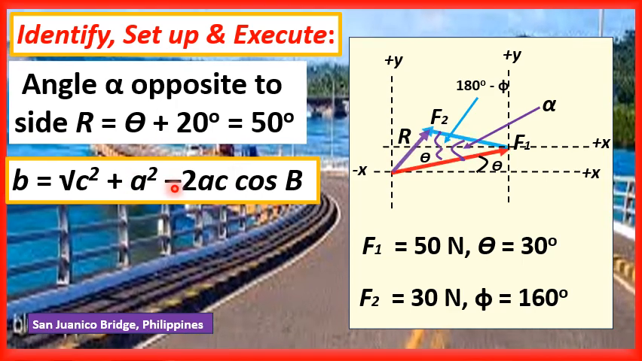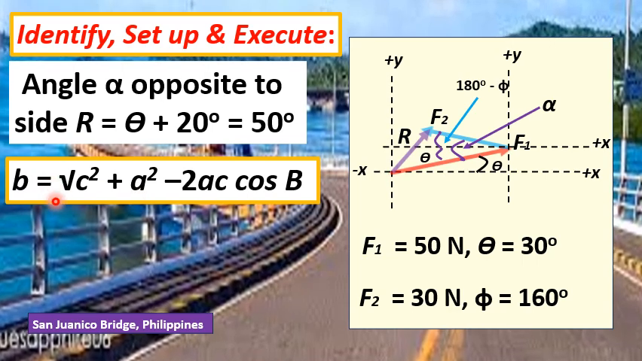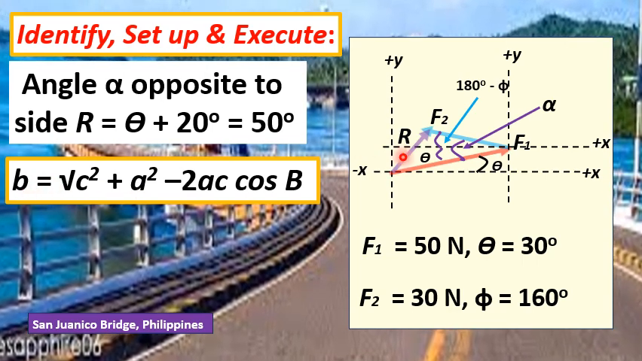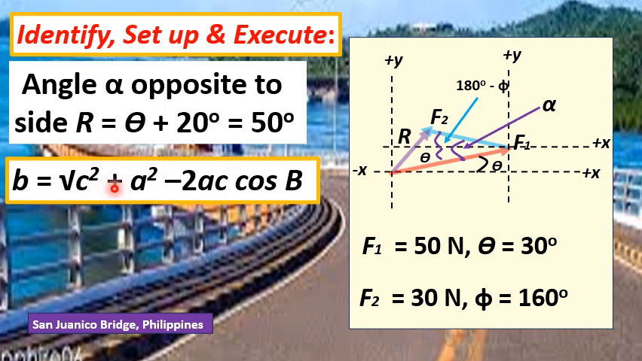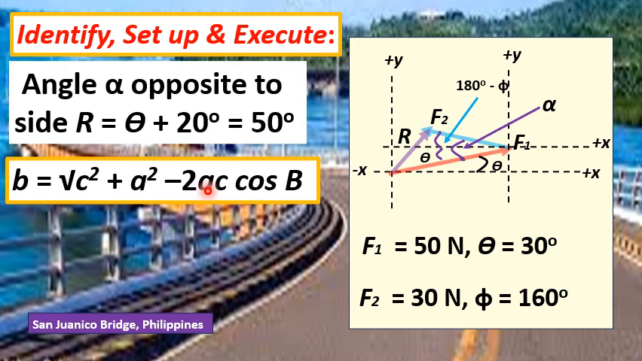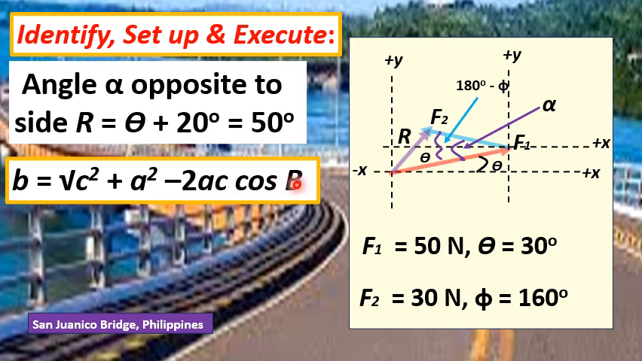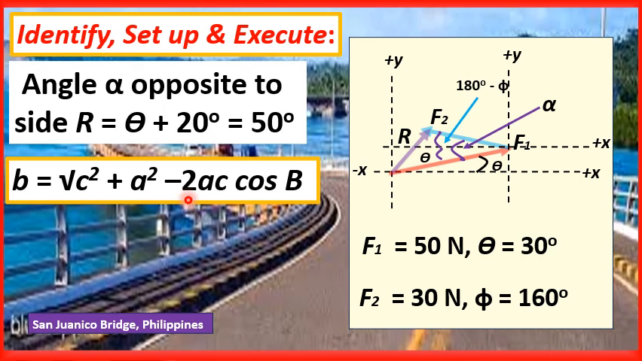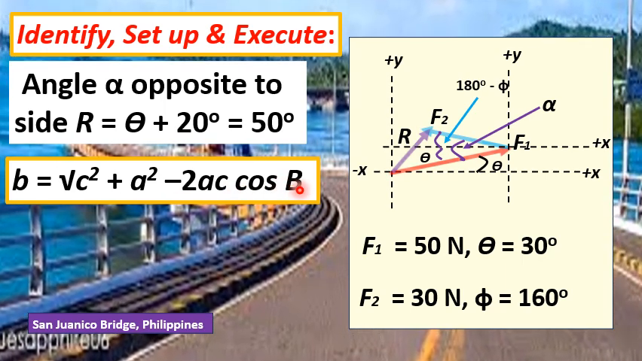So this is the cosine law, all right? To determine the side B of this triangle, we just get the square root of c squared plus a squared minus 2 times a times c, and the cosine of the angle opposite to side B. We label it as angle B. So that's the cosine law.